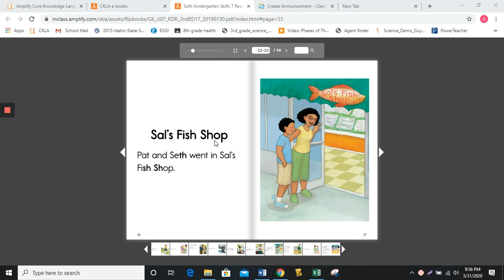Sal's Fish Shop. Notice the apostrophe. Whose fish shop is it? Sal's. Pat and Seth went in Sal's fish shop.